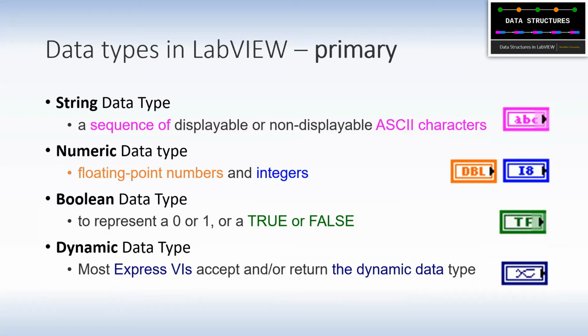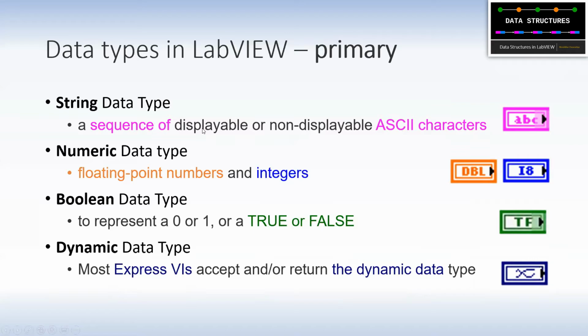Okay? So this is primary data. First we get an overview about primary data, okay? So there is a string, numeric, Boolean and dynamic data. So on the block diagram, it looks like this. You remember, right? So if you want to input some text, the text will appear in pink color on a block diagram.